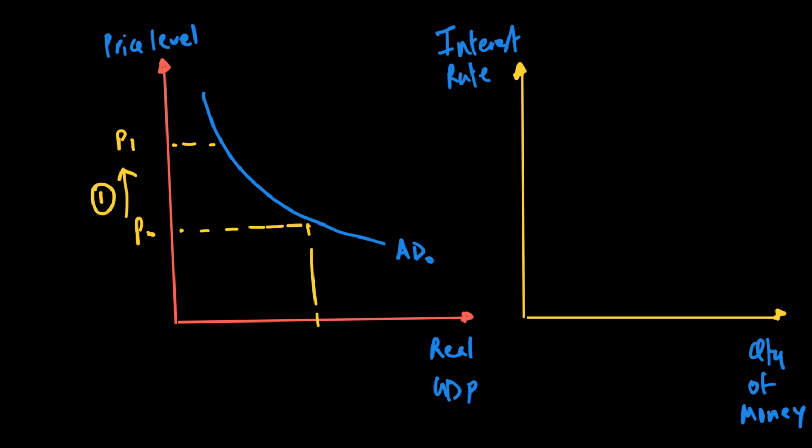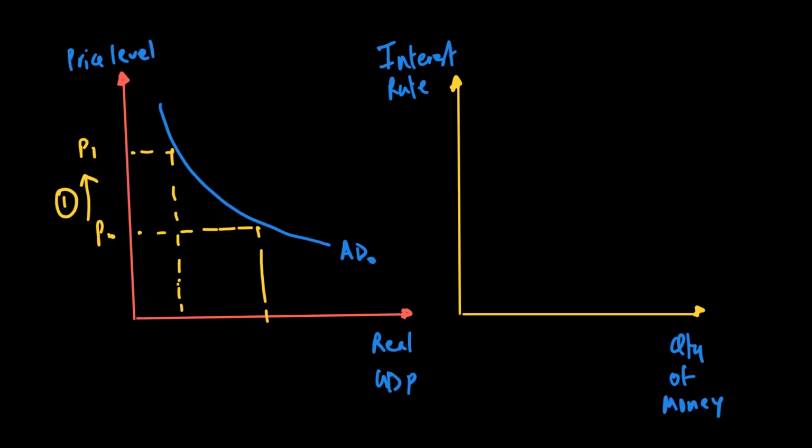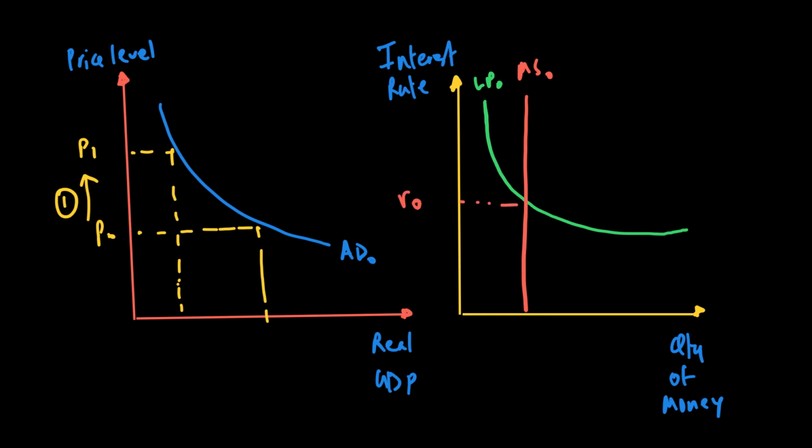So when the price level of an economy goes up, suddenly people will realize that in order to undertake the same amount of transactions, they do not have the money to undertake the transactions. So here on the other diagram, I'm going to make my LP0, or demand for money. Let's say currently we are at LP0, and currently money supply is MS0, and our interest rate is R0.